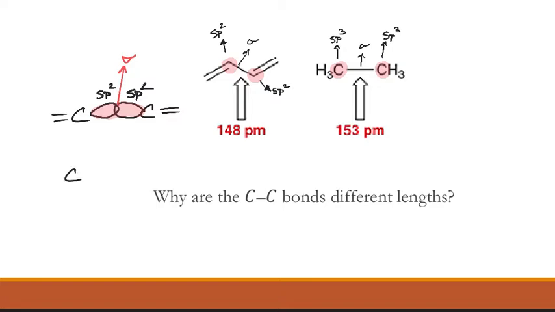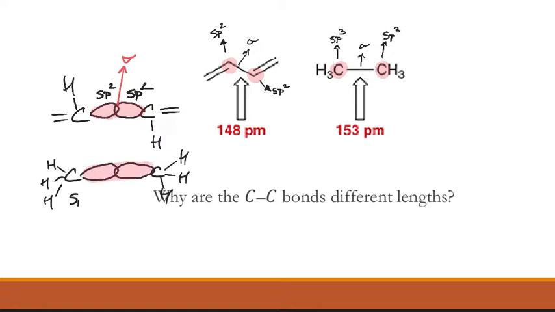In ethane, you've got, and I'll put a hydrogen up there, whatever. So these carbons are sp3, and you get your sigma bond there. So sp3, a little bit longer, meaning the bonds are going to be different here.